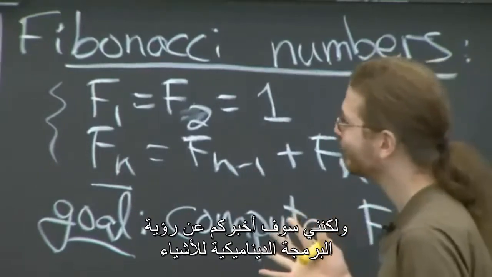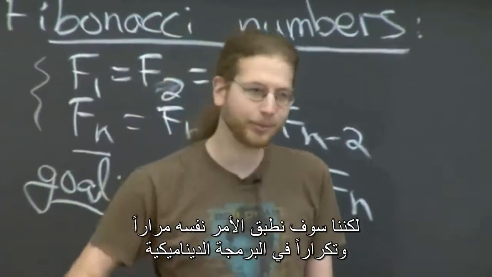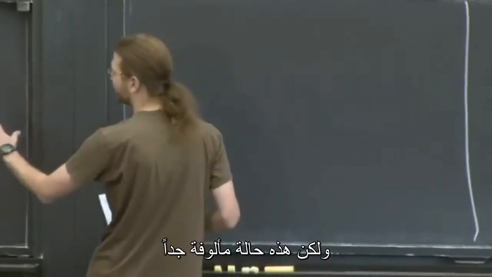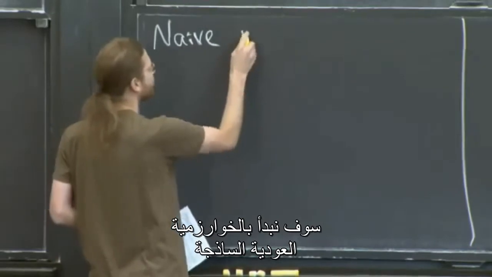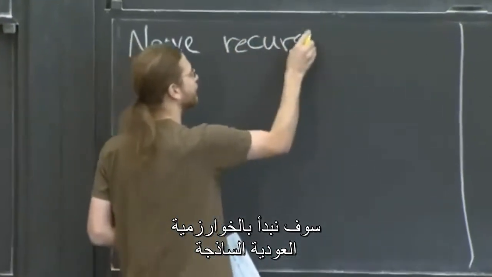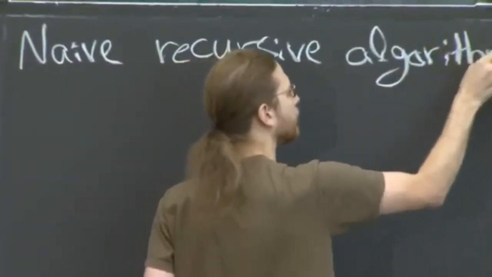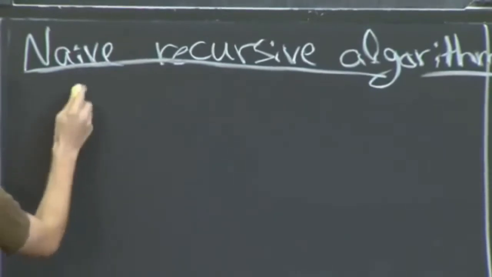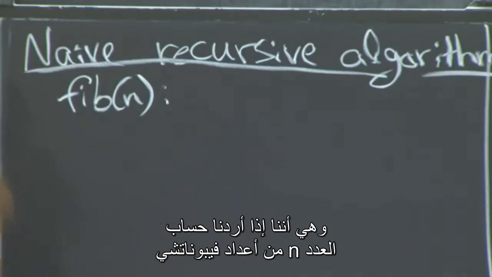So this will seem kind of obvious, but we're going to apply exactly the same principles that we will apply over and over in dynamic programming. But here it's in a very familiar setting. So we're going to start with the naive recursive algorithm. And that is, if you want to compute the nth Fibonacci number, you check whether you're in the base case.